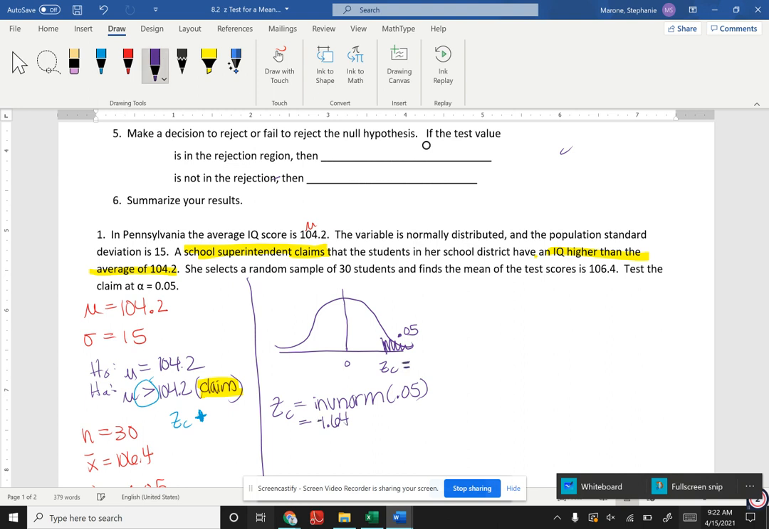If you do the inverse norm of 0.05, you get negative 1.64. But for this problem, it's a right tail test, so it has to be positive 1.64. Remember that the normal distribution is symmetric about the mean. If 0.05 gives negative 1.64, you get positive for the other side. So we have our critical value. The way your quizzes are going to be set up is it's going to say critical value and then test statistic.